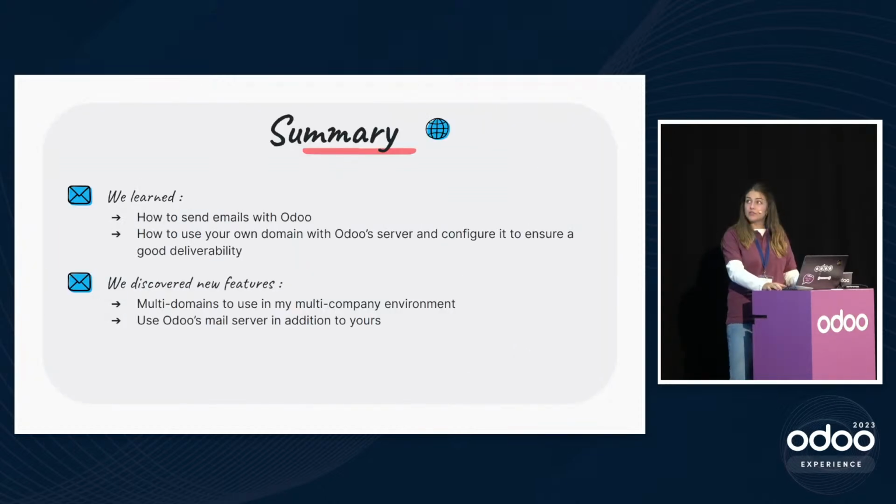So, little summary. Today we learned how to send emails with Odoo, how to use your own domain with the Odoo server, and to configure it for good deliverability. And we discovered a few new features that will be explained more tomorrow. We've given you options for using your own domain and integrating servers, including the Odoo server. We presented you with a lot of options for your emails, so now it's up to you to decide what's the best for you.